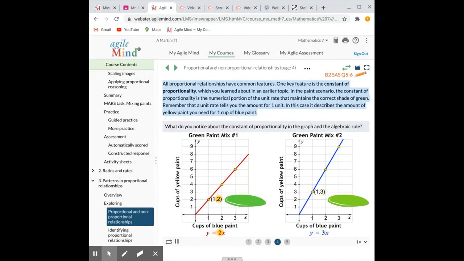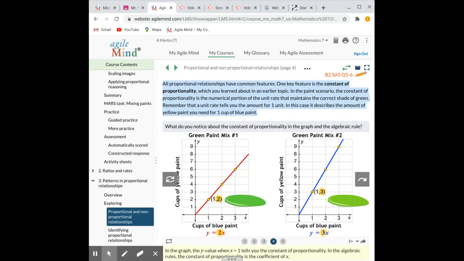Number 4 is showing us that 1 to 2 has the same constant there. It's showing us that y equals 2 times x. And then on the number 2 graph, what is it showing us?